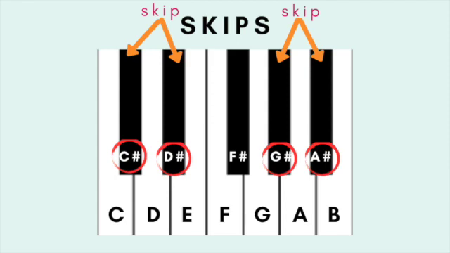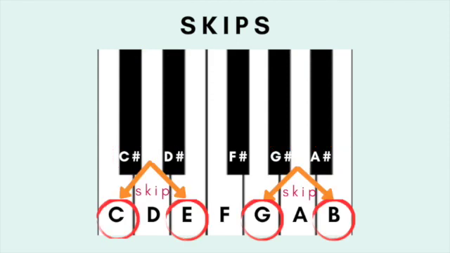For example, you can have a skip between C sharp and D sharp, which is the first example here. And you can also have a skip between G sharp and A sharp, which you can see here as well. White key notes also make skips. So see here, you have a skip between C and E. And then you also have a skip between G and B. Notice that there is a white key in between both sets of white key notes that make a skip.